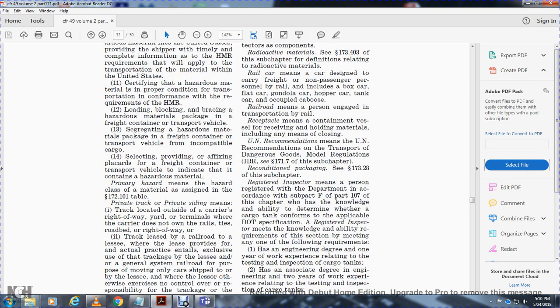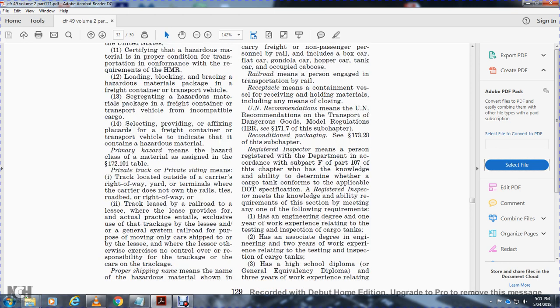Table provided the track with a private sign and means of the track located outside of the carriage right away with the yard and terminals where the carriage does not own the rail of the tie for the roadbed of the right of way. The track leased by the railroad lease for the wear of the lease provides actual track and table the exclusion for the track into the length of the general system railroad and for the purpose of moving the only shipment for the other leases. Leasers who are lessors or the otherwise successors and no control over the responsibility of the track over the cars on the trackage.